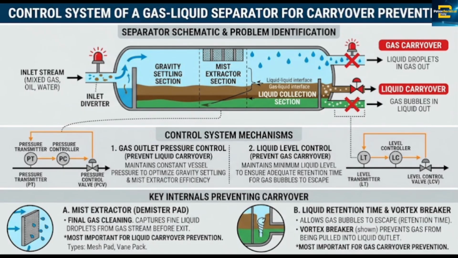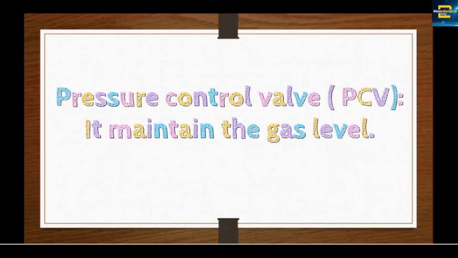Now, what can also cause a carryover? What we can also use to control a carryover is what we call a pressure controller and a level controller. The pressure controller prevents the gas level. It maintains the gas level.